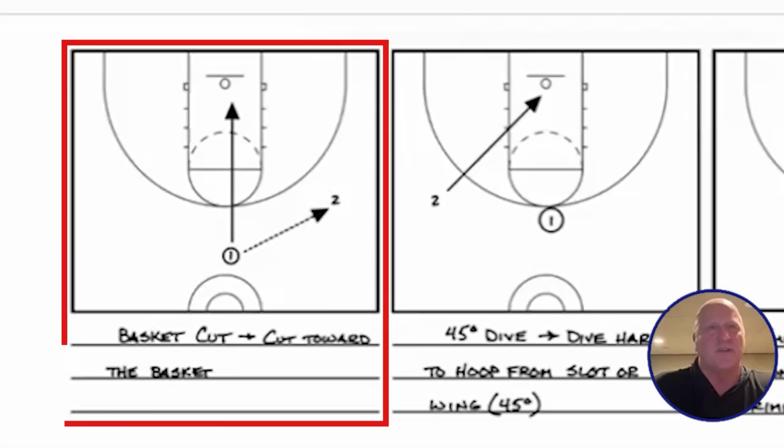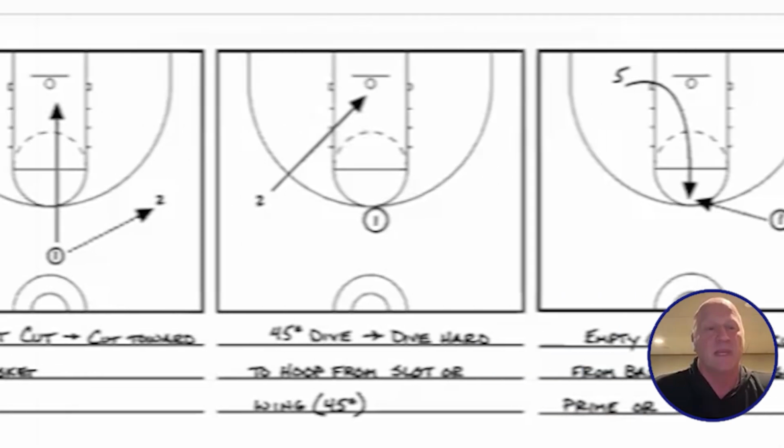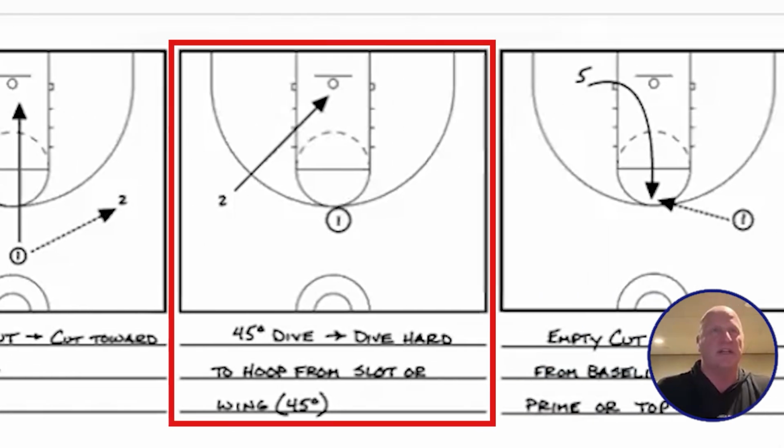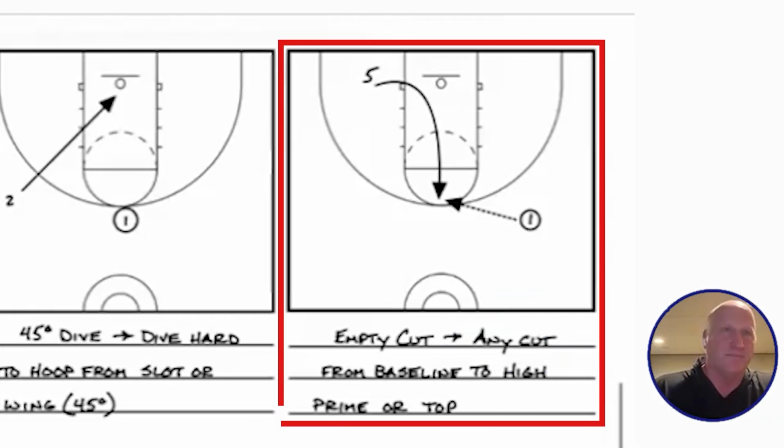A basket cut is simply a basket cut. It is literally, you're probably not going to score off a basket cut, but you are there to disorganize for a teammate. 45 dive, we talk about it in a man, zone, you name it. It's just a hard dive cut from the wing. Empty cut. An empty cut is any cut from the baseline towards the top of the key. We empty against man a ton. We empty against zones a ton.